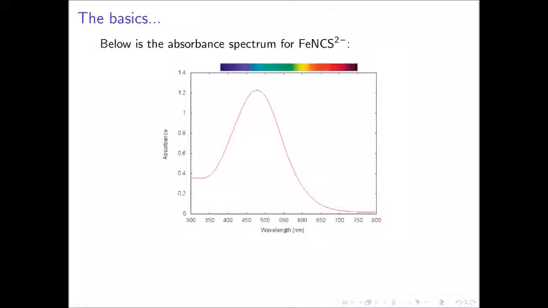This is a plot of the absorbance of the ferric thiocyanate complex as a function of wavelength. We call this type of plot a spectrum. The peak that we see shows the wavelengths at which the most light is absorbed. These are the colors that we will not see in our final solution.